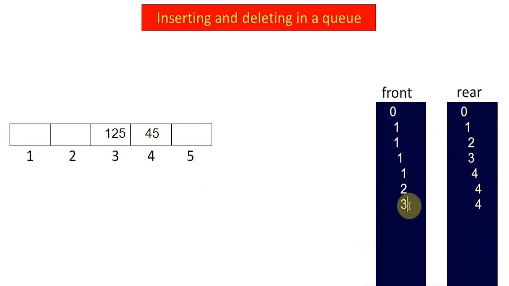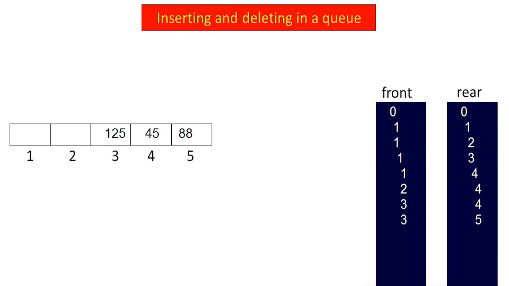Let's insert another element. Because insertion takes place only from the rear, I will increment the value of rear by 1. It will become 5. Then I will insert the new element at the rear. So it is 88. And the value of front will remain intact. That will be only at 3.